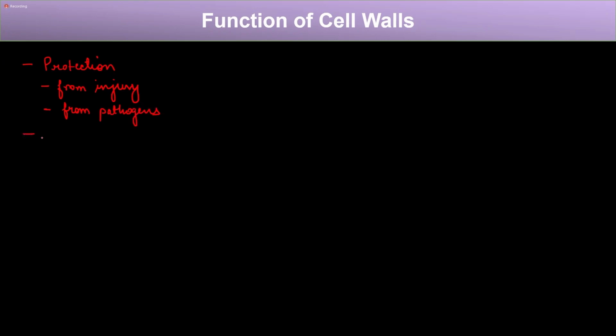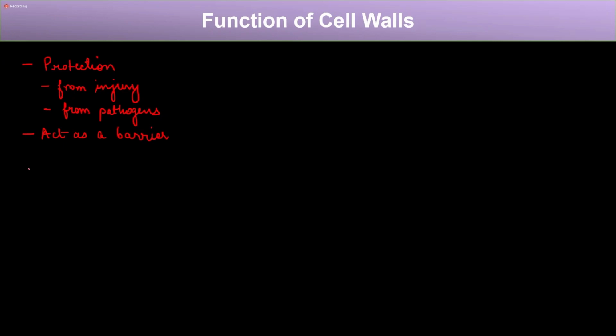How? Because it acts as a barrier. A cell wall acts as a barrier, right? It allows only certain components to pass through it. Although the pore size of a cell wall is bigger compared to that of a plasma membrane, it still acts as a barrier for larger molecules and selectively allows some smaller molecules.